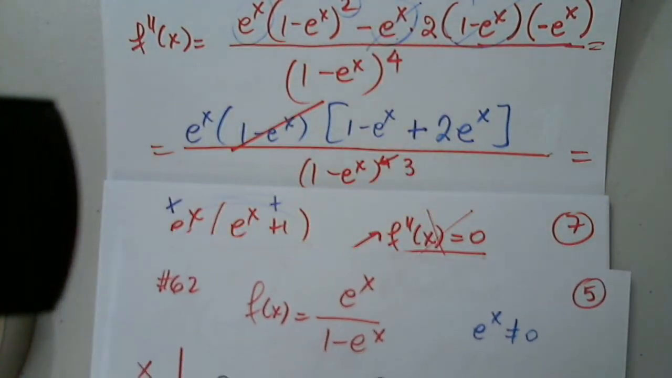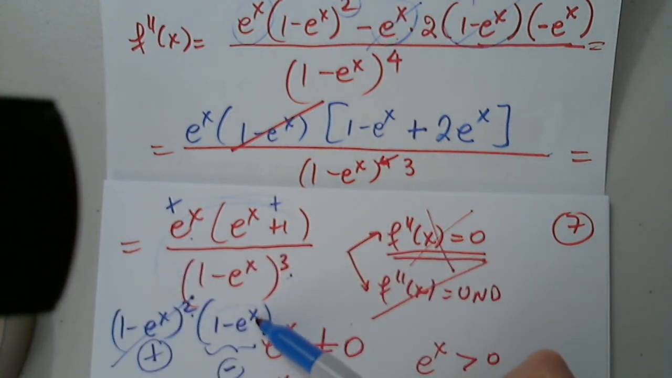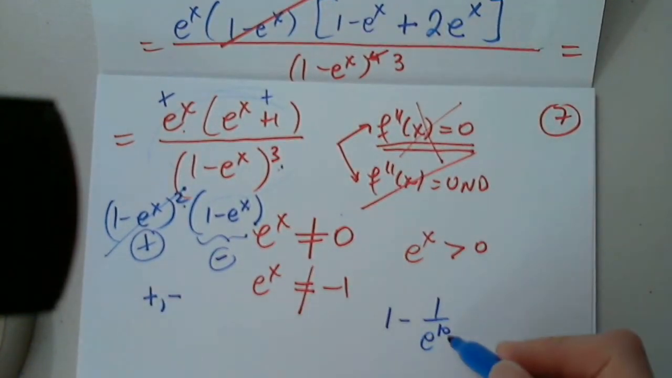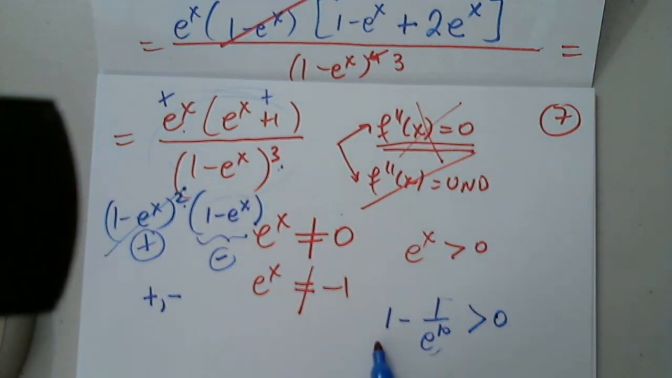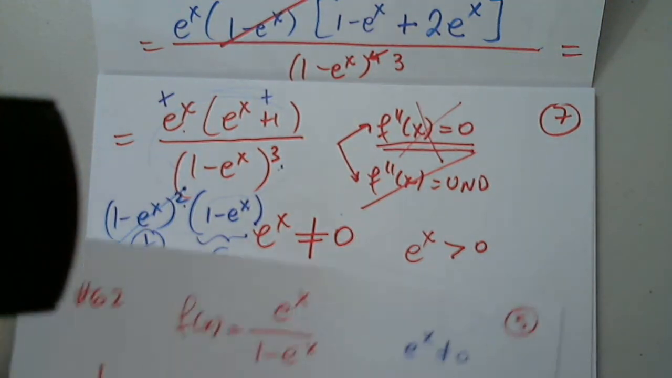Now when I plug in -10, then I have 1 minus 1 over e to the 10th, which is very small. So this will be a positive number. This is tiny, so small that this will overtake it. So it's positive.